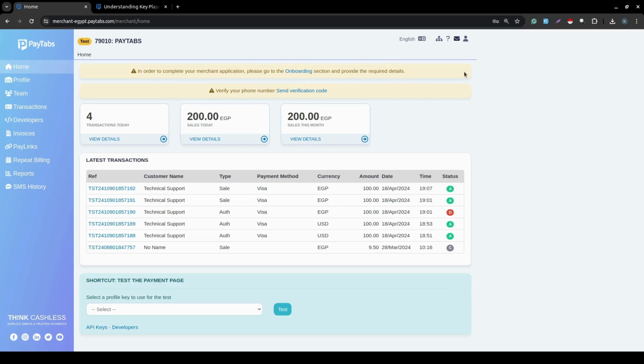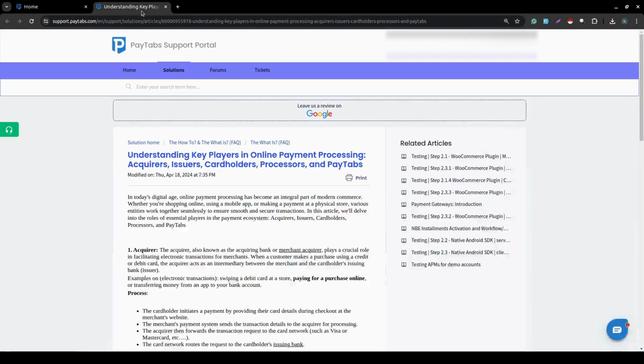We are going to give you an idea about the payment processing lifecycle so that when we get into the transactions itself and learn more about how it works and how we can, for example, search, the difference between an advanced search and a normal search, and all types of transactions that we support, you have a clear idea about the key players in the transaction processing. So before we start that, you should know that we have a fully dedicated solution article under the PayTabs support portal with the name Understanding Key Players in Online Payment Processing, like the acquirers, issuers, cardholders, processors, and PayTabs.